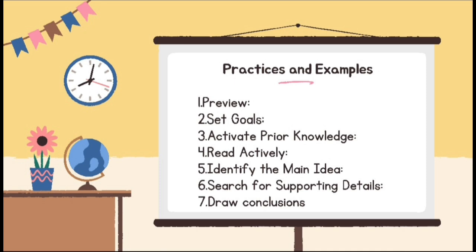3. Activate prior knowledge. Connect the reading with what you already know. For example, if you are going to read about the article, try to remember what you learned about the article in elementary school. Make connections between new knowledge and existing knowledge. This will help you understand the concept better.